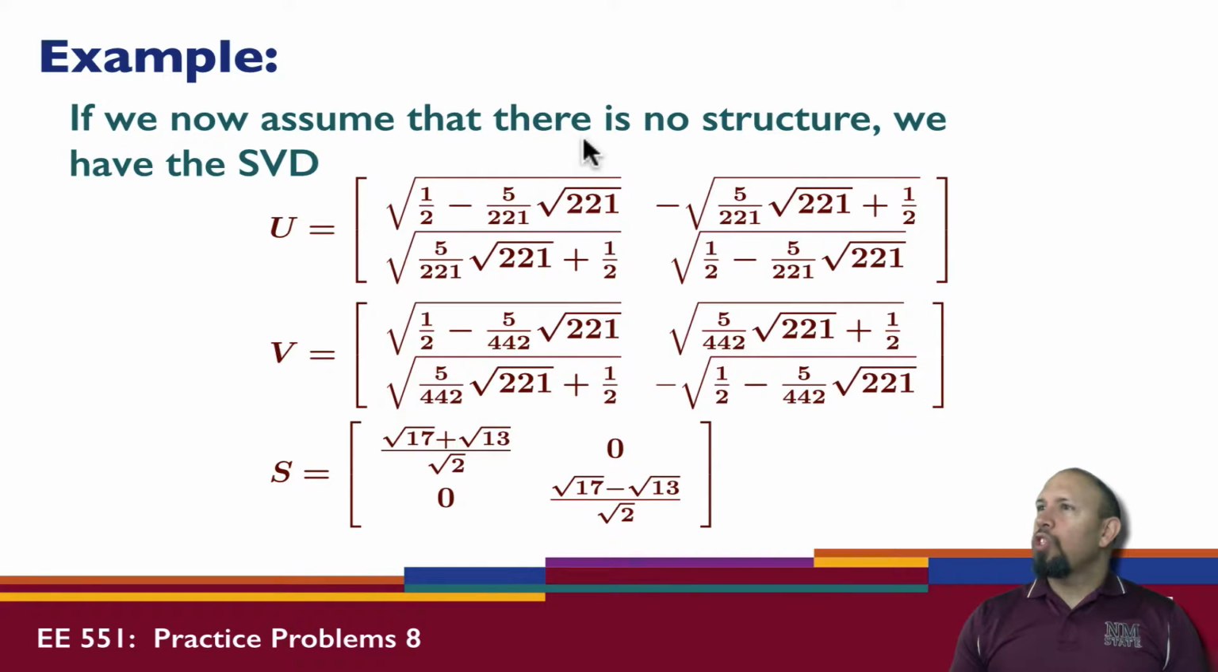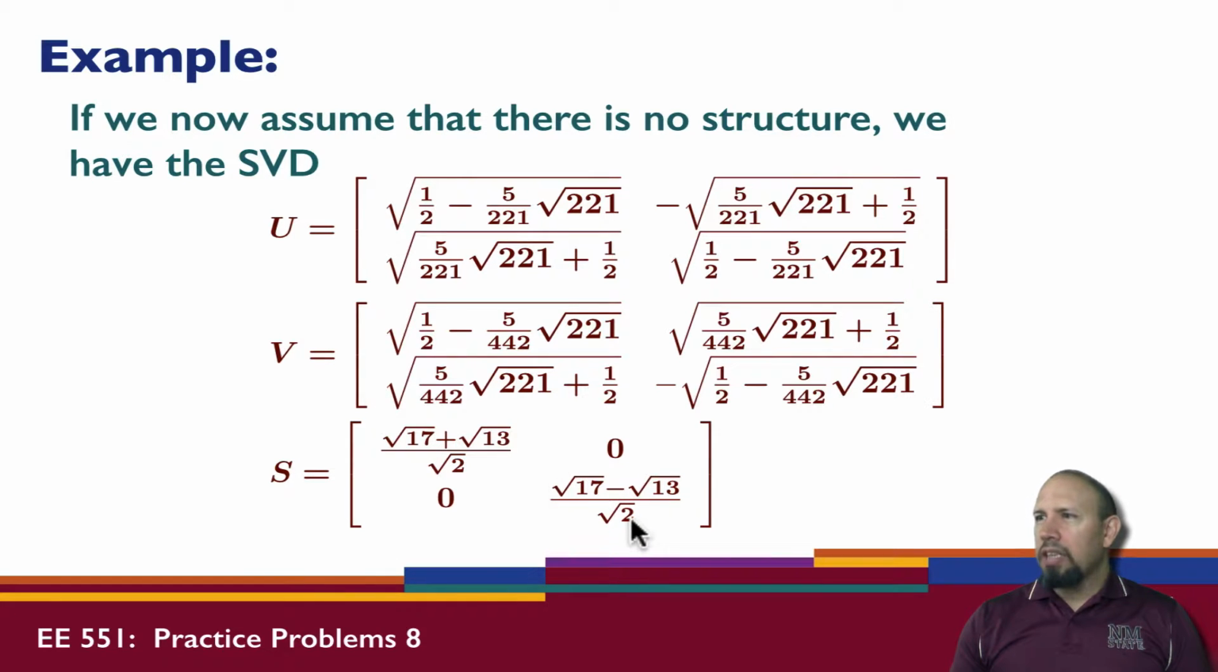Now, if we assume that there was no structure in that matrix, and I go through and do the singular value decomposition, this is what I get. So you can see it's pretty complicated looking, because in general, only under special cases do you get matrices with singular values that look reasonable. It's pretty common to have square roots of square roots kinds of things. So these are our U and our V matrices. So these are singular values. So notice this is a smaller singular value than this is.